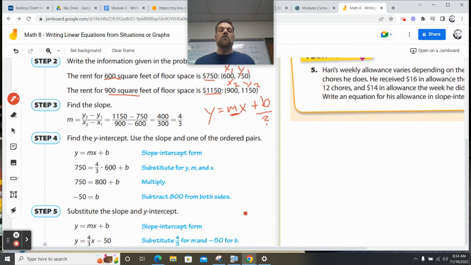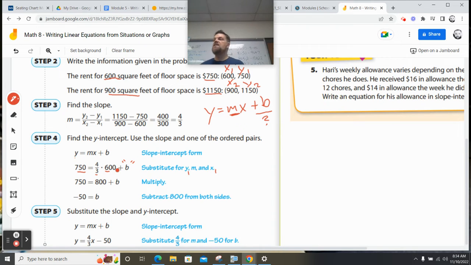So how do I figure out what b is? Well, I'm going to take my x sub 1, y sub 1, and plug it into this equation along with the slope. Notice that I have a number here, a number here, a number here, and b.